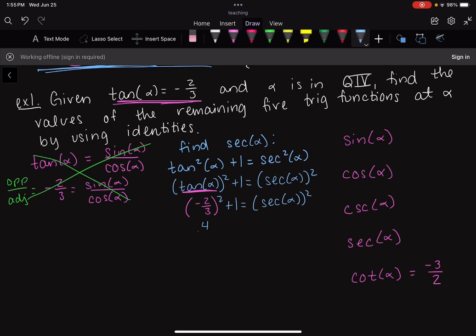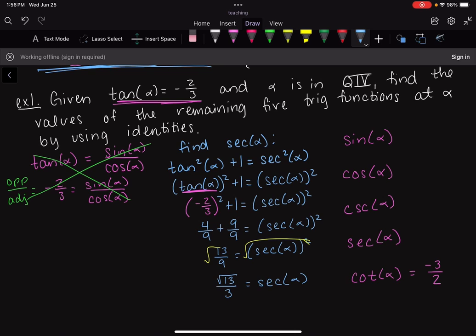Simplifying this, I get 4 over 9 plus 1, so I can write that as 9 over 9, is equal to secant alpha squared. Simplifying more, I get 13 over 9 equals secant alpha squared. Take the square root, I get square root of 13 over, if you take the square root of both of these, square root of 9 is just 3. So there we go, I found secant.